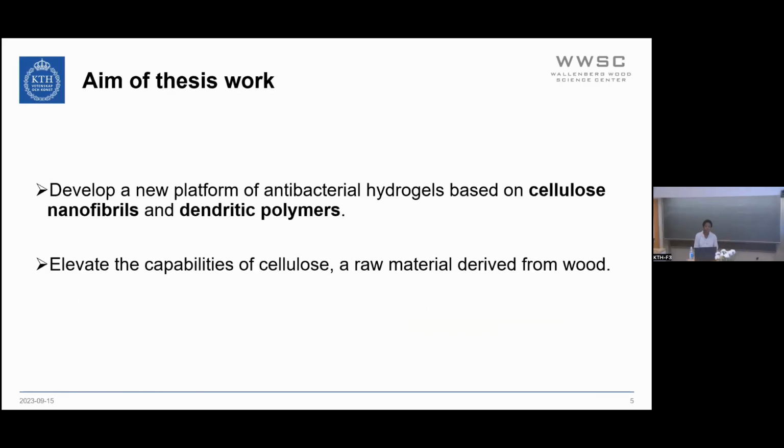So the aim of this work was to develop a new platform of antibacterial hydrogels that are based on cellulose nanofibrils and dendritic polymers. But another goal was to showcase the capability of cellulose. This is a raw material that is derived from wood, and we want to show that it also has a space in the biomedical field. We need to start using this in all kinds of fields. So in the next slides, I'm going to talk in detail about the dendritic polymers and thereafter describe to you what cellulose nanofibrils are.